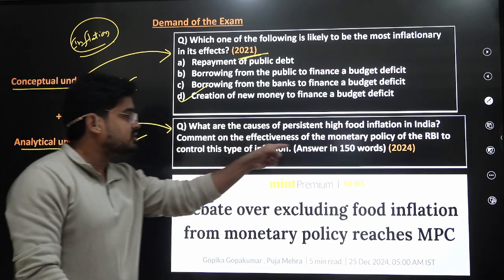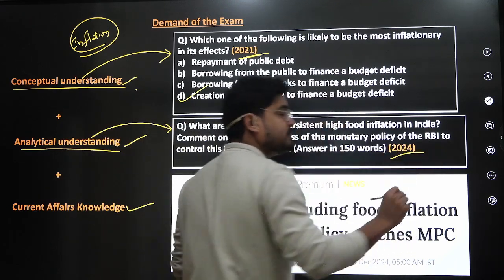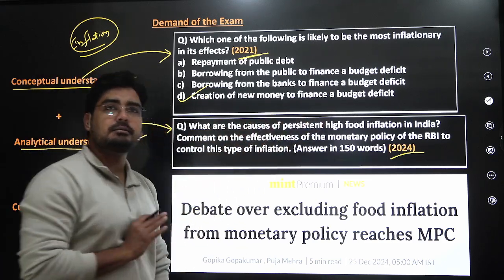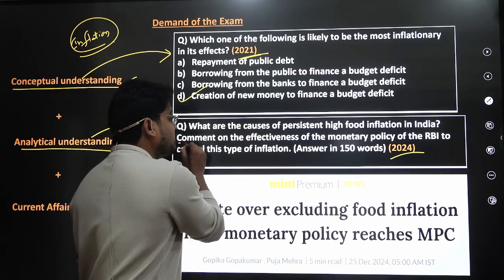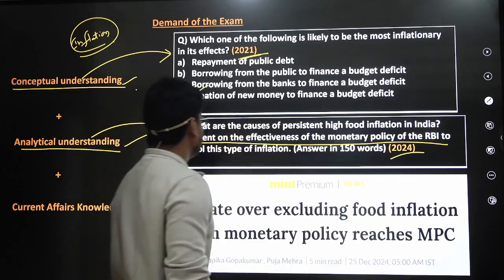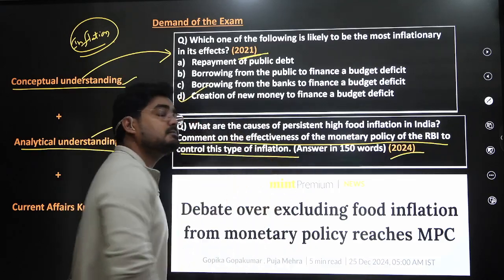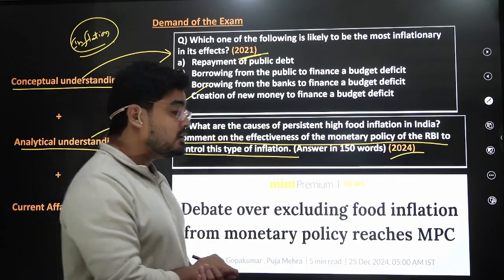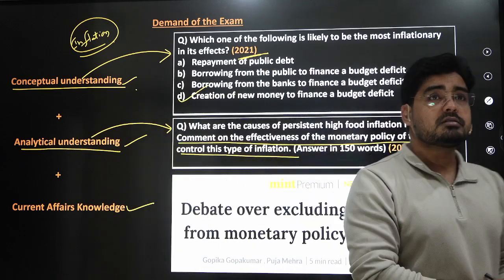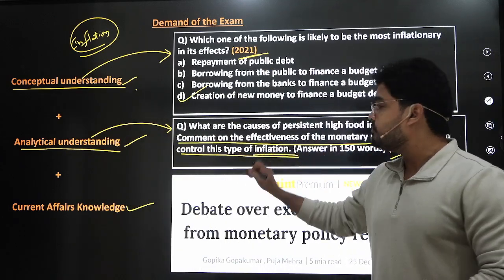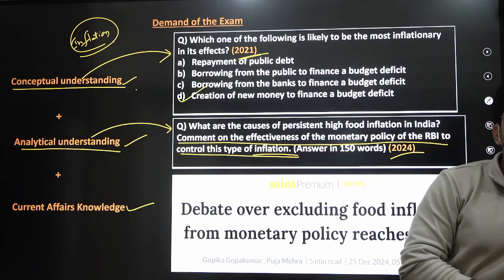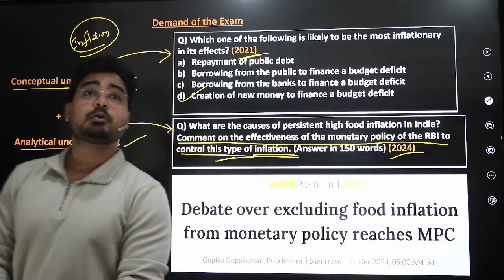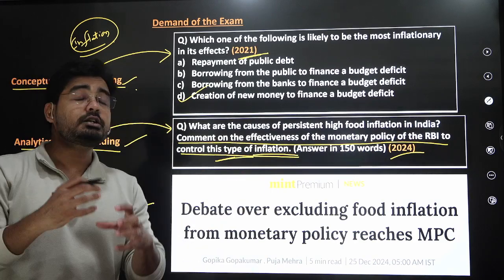Let me take you through this question that was asked in the 2024 mains GS paper 3. What are the causes of persistent high food inflation in India? And comment on the effectiveness of the monetary policy of the RBI to control this type of inflation. Look at the question. It is asking you to comment upon the effectiveness of the RBI monetary policy with respect to food inflation in India. This is the analytical understanding that I'm talking about. To answer this question, you need to have analytical understanding.